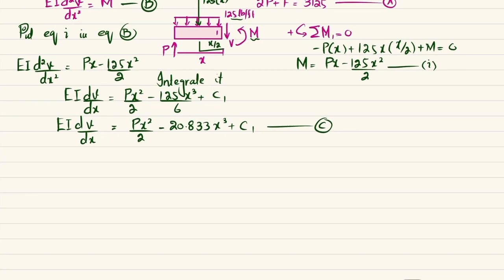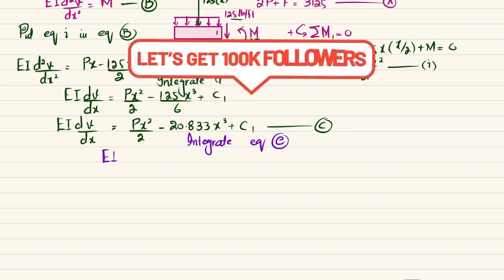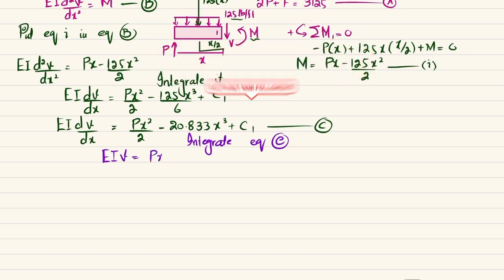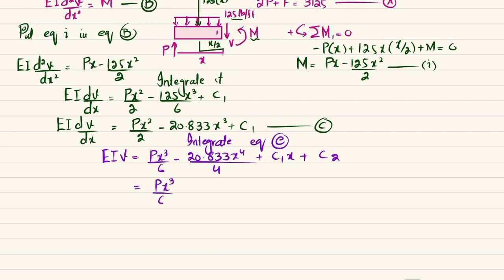Now what we will do is integrate equation C. So what we will get is that EI into v, which is deflection, is equal to Px cube over 6 minus 20.833 x power 4 divided by 4 plus c1x plus c2, and that will be equal to Px cube over 6 minus 5.208 x power 4 plus c1x plus c2. This will be equal to EI into v. And this is your equation number D.